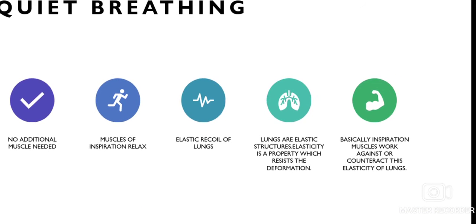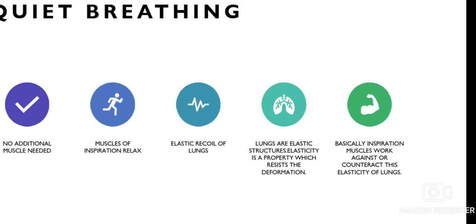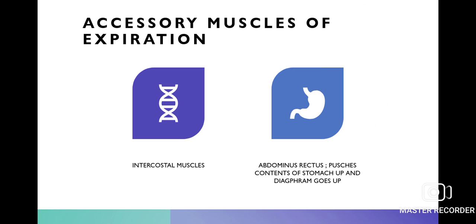Elasticity is a property by which a substance resists deformation. So lungs try to remain in their original state, and the inspiratory muscles basically work to counteract this elasticity. So when they relax, the lungs recoil back to their original position. Sometimes, in the case of labored breathing that I mentioned, we need accessory muscles. These are the intercostal muscles, which help, and also the rectus abdominis muscle. Basically they both help to push air out of the lungs.